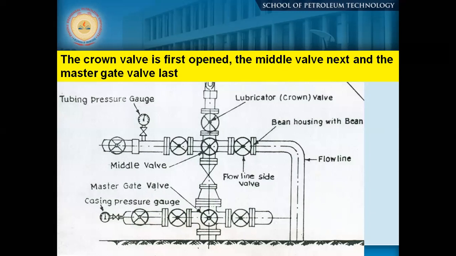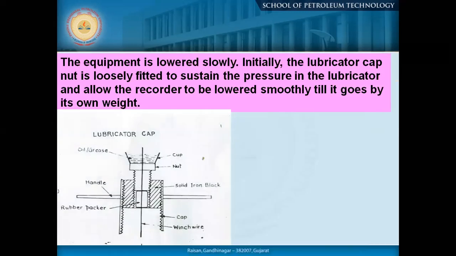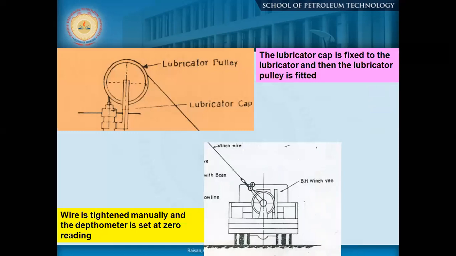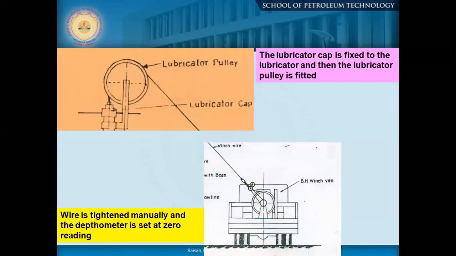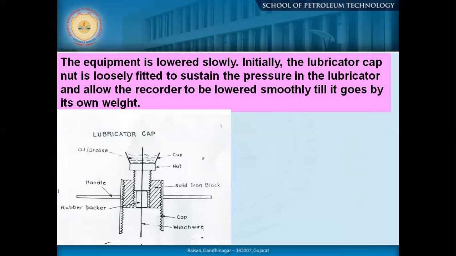The equipment is lowered slowly. Initially, the lubricator cap nut is loosely fitted to sustain the pressure. So now somebody should go to the top. If you just look at the arrangement, you can understand. Somebody has to stand there and open this nut. It's very tough actually, and very risky because you are on a boom.